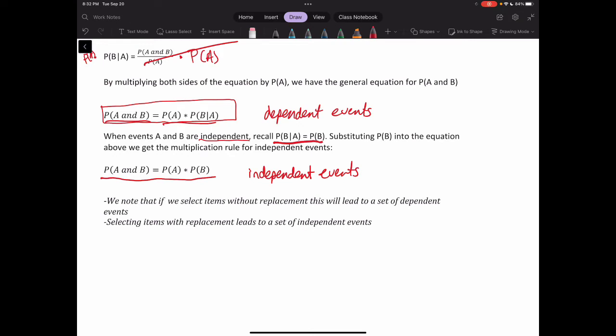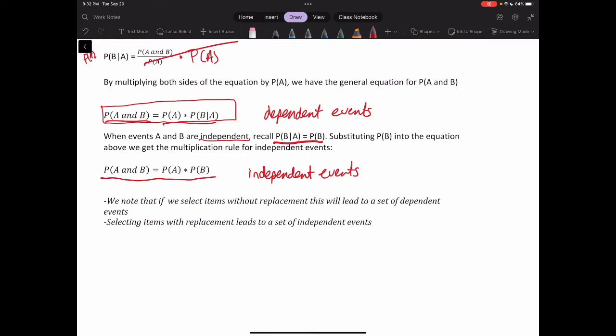Well, it turns out that if you're ever in a situation where you're selecting things without replacement, and what that means is, let's say we have a deck of cards, and I'm selecting one card, and I'm not returning it to the deck. I am keeping that out of the deck. That is what we call without replacement. Anytime you don't return something to the deck or the pile, you're creating a different probability for an event to happen that leads to a set of dependent events. So anytime you do not replace something, you're going to have a set of dependent events.